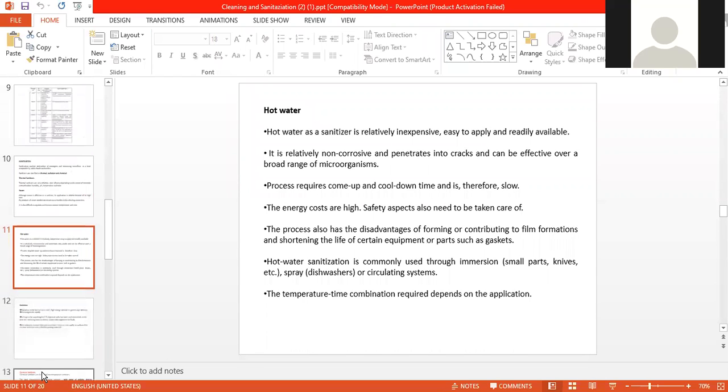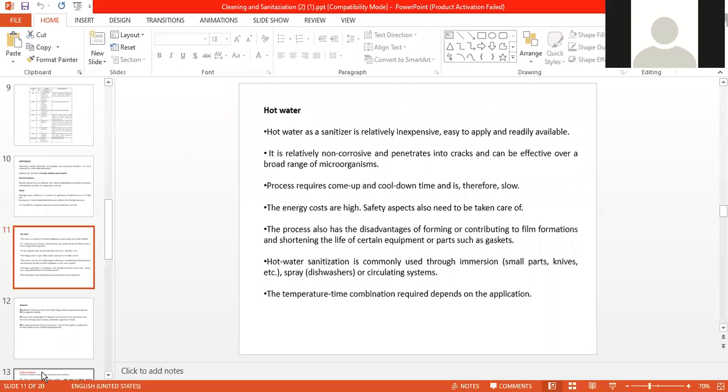Another one is hot water. Hot water is still used in the dairy industry for cleaning or sanitizing the dairy equipment, because it is very inexpensive, easy to apply, and easily available. You already know that it is non-corrosive, it can penetrate into cracks, and it is effective over a broad range of microorganisms. The process requires heat-up and cool-down time, and therefore the process is very slow.